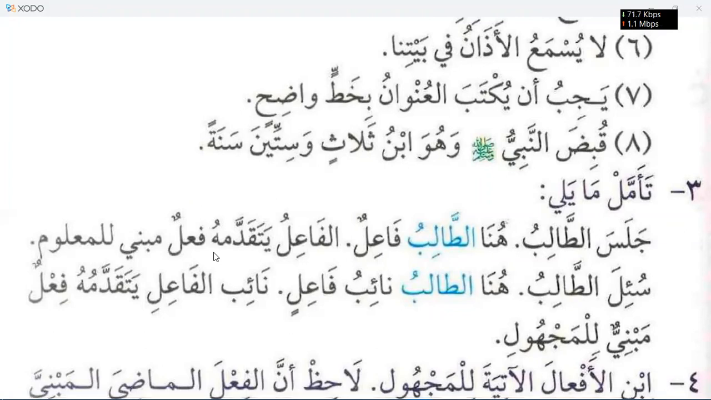Okay. Let's read the next sentence. Jalasa talibu huna. Kubida nabi sallallahu alayhi wa sallam wa huwa ibn salasi wa sittina sanatan. Kubida nabi sallallahu alayhi wa sallam wa huwa ibn salasi wa sittina sana. Salasi wa sittin is 63 years. So does that mean that he died when he was 63? Yes, the Prophet died when he was 63 years old.